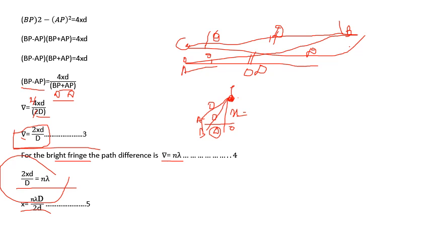If the value of x is n lambda d by 2d, it means that the color of fringe at P is bright. Now, when the dark fringe is formed, for what distance is the dark fringe formed?